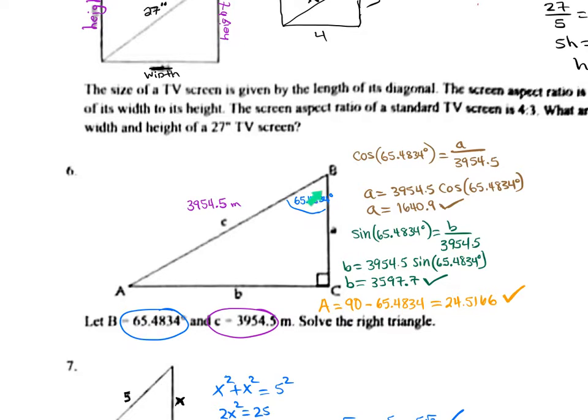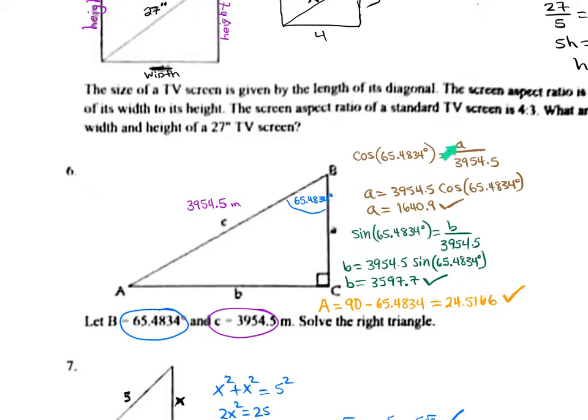So I labeled this angle B as 65.4834, as it was stated here. So this is angle B. And I recognize that side A is the adjacent side of this angle, and that this 3954.5 is the hypotenuse. So I know, using SOHCAHTOA, that cosine is adjacent A over hypotenuse C. So I can say cosine of the angle 65.4834 degrees equals A over hypotenuse 3954.5.